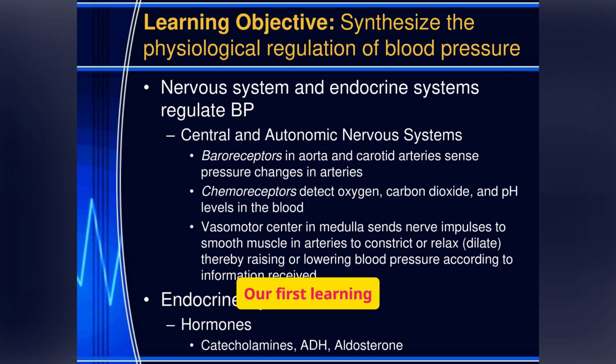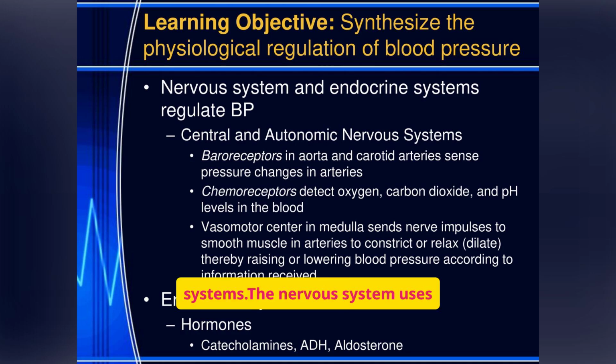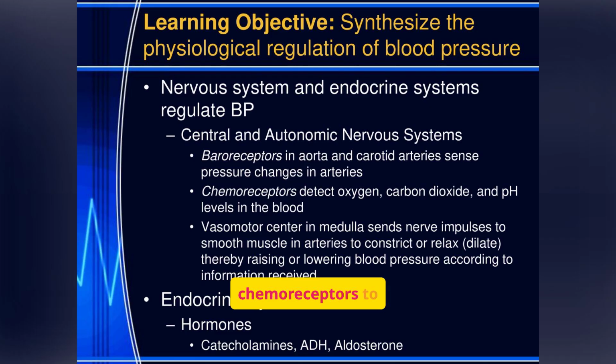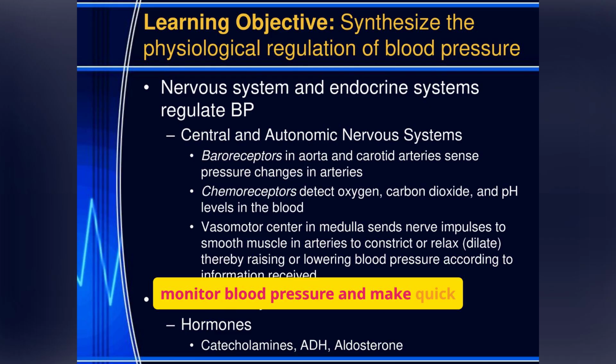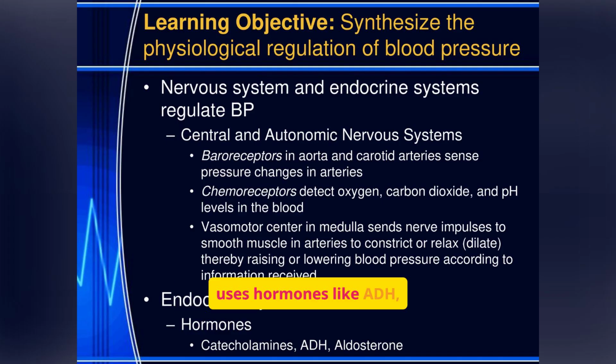Our first learning objective is to understand how blood pressure is physiologically regulated. We'll explore the roles of both the nervous and endocrine systems. The nervous system uses baroreceptors and chemoreceptors to monitor blood pressure and make quick adjustments. Meanwhile, the endocrine system uses hormones like ADH, aldosterone, and catecholamines to maintain long-term control.